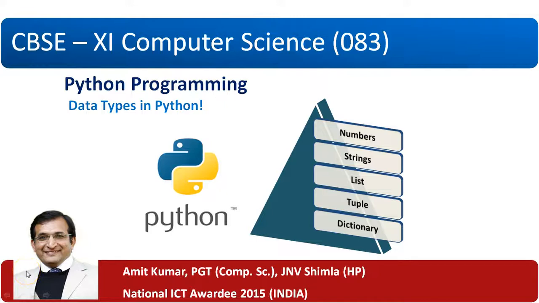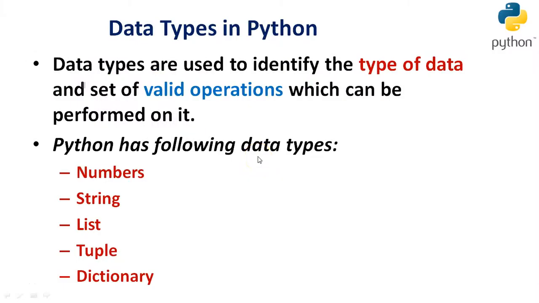Hello everyone, in this session of Python programming, we are going to learn about data types in Python. Let's begin with it. First of all, we should understand what data types are. Data types are used to identify the type of data which can be stored in a particular variable and the set of valid operations which can be performed on that data.